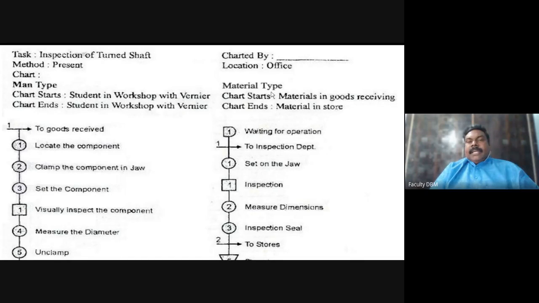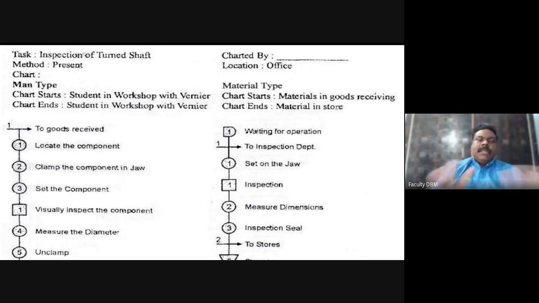Next is material type. Here, this is delayed. The D symbol means that it is waiting for operation. Delaying is happening. After that, inspection, setting on the jaw, then inspection. Here, if there is a movement, we are going to use an arrow. The triangle symbol says that it is stored. Movement of materials from stores is an arrow. Inspection, these are the operations.